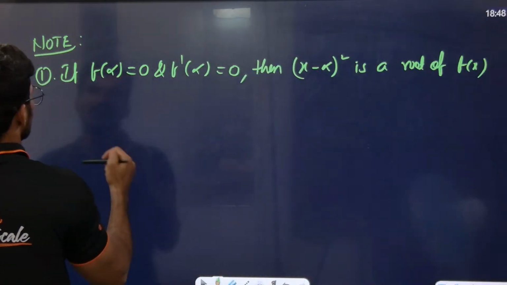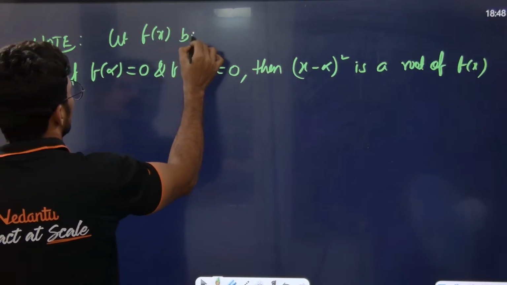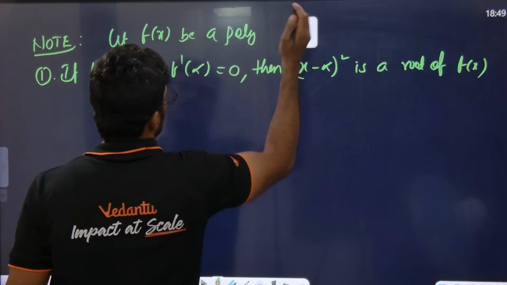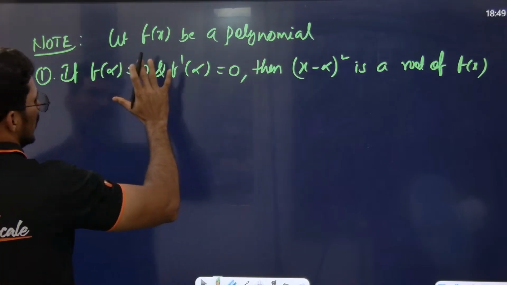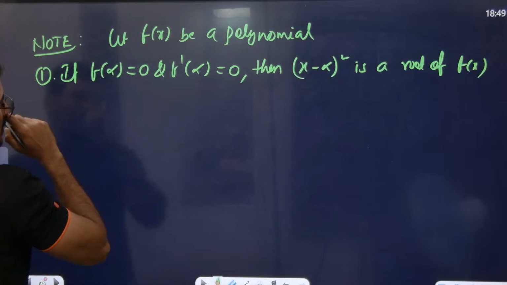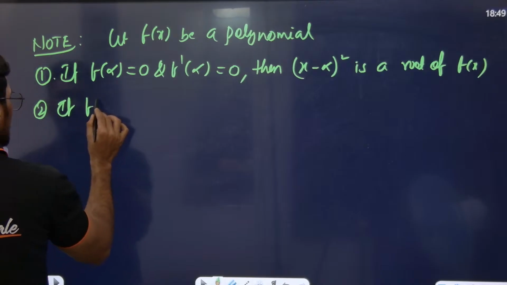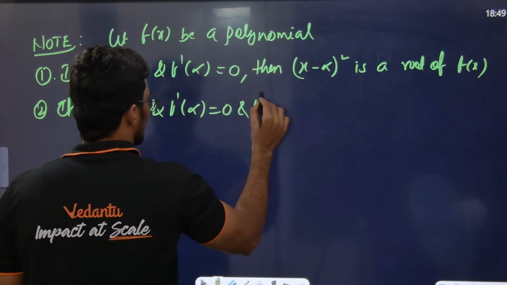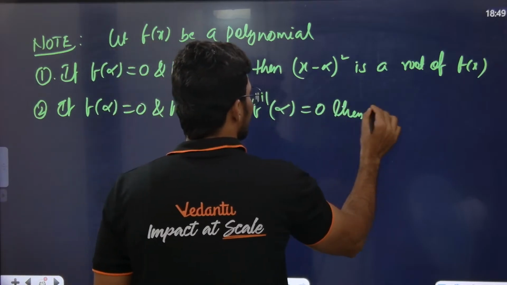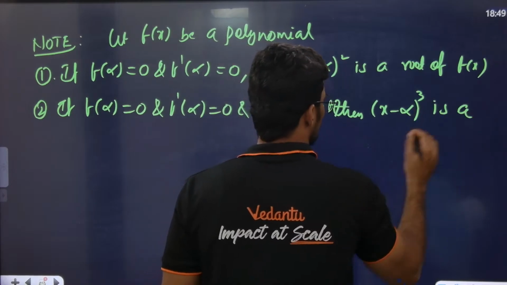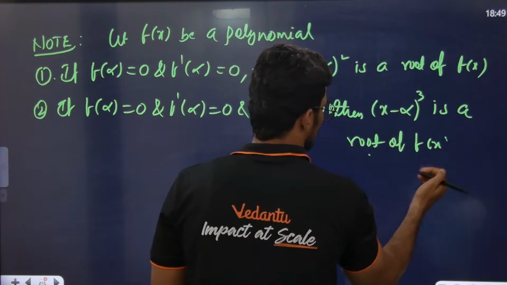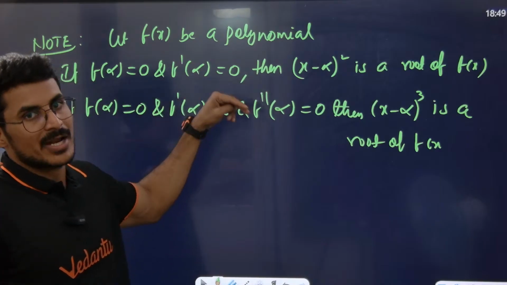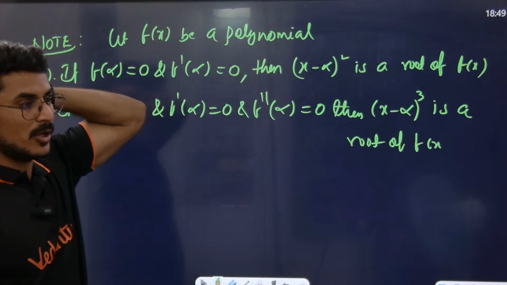31994. Okay, guys, here let us say f of x is a polynomial. Then if f of alpha is 0 and f dash of alpha is 0, then x minus alpha whole square is also a root of f of x, a repeated root. Next, if f of alpha is 0, f dash of alpha is 0 and f double dash of alpha is also 0, then I can say that x minus alpha whole cube is a root of f of x. Are you getting the point? Okay?